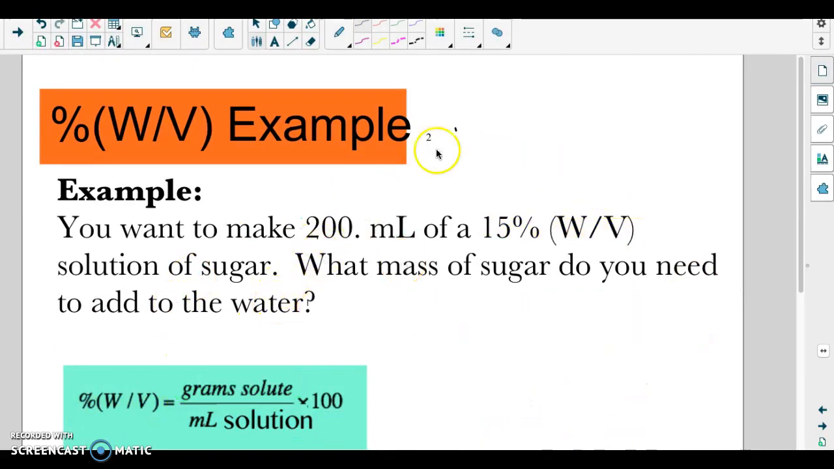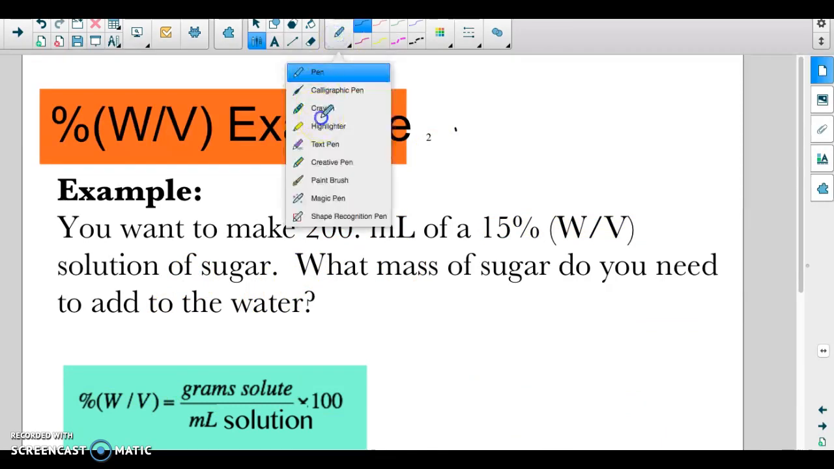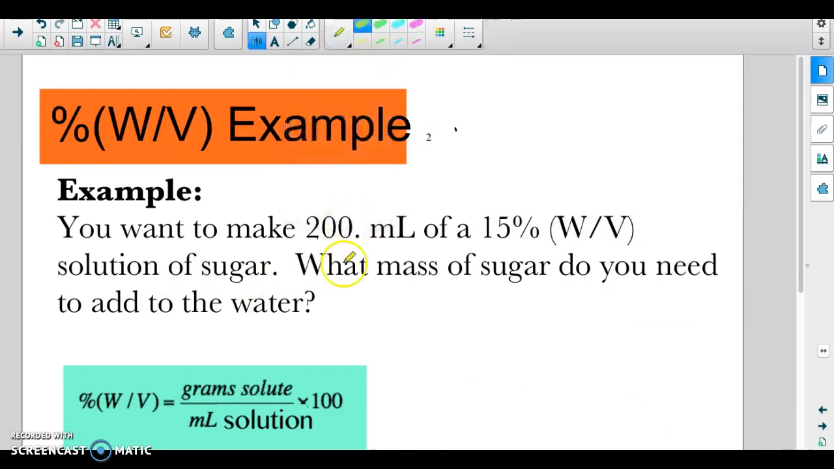In this problem, we're going to use the same equation, but again, it's really helpful if you write down your given information. I like to sometimes just highlight it. So I have 200 mils of a solution, so that's going to go down here. And now I know that it's a 15% weight to volume, so I'm being given this. And then they're asking me in the question, what is the mass of sugar? So that is my X right there.